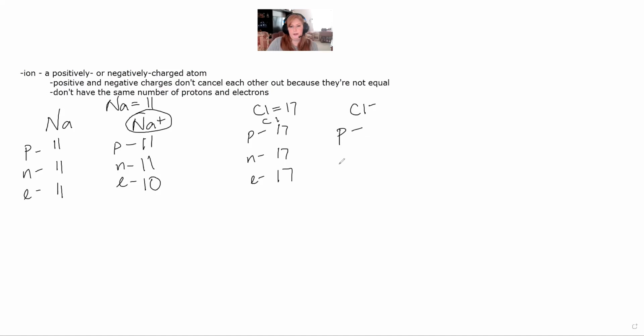So what do we have? Protons, neutrons, electrons. I'm not even going to ask about the protons. We already know it's got to be 17. Neutrons have to be 17. Electrons, in order to have a negative charge, that means we have to have one more electron than proton. So now this is going to be 18.